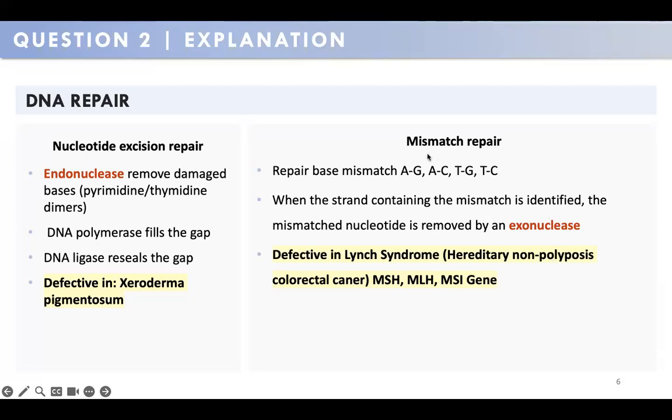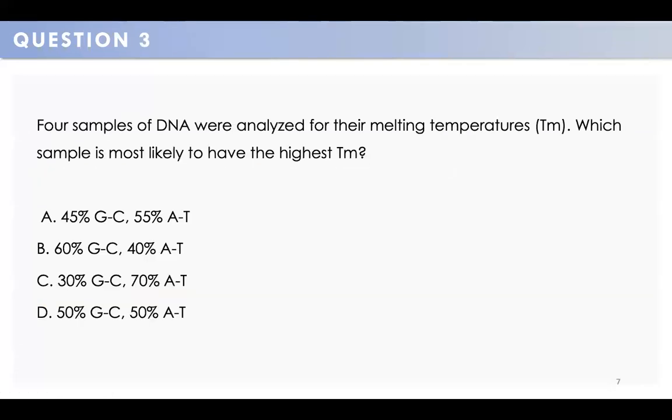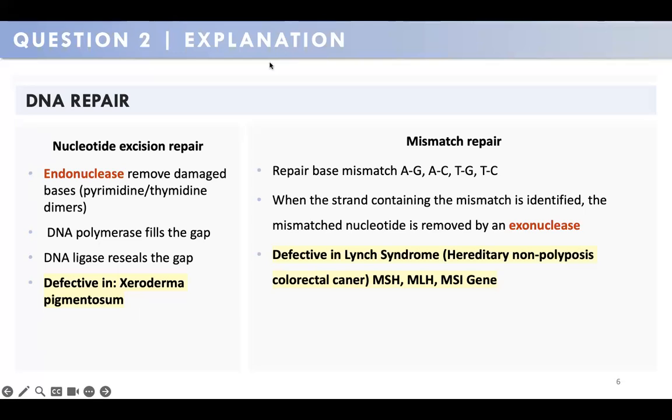And the mismatch repair is defective in Lynch syndrome, also known as hereditary non-polyposis colorectal cancer. The genes of the mismatch repair often start with MSH, MLH, and MSI genes that cause the Lynch syndrome, which is colorectal cancer that is not associated with colon polyps. Any questions for this? Okay, moving on to the next question.